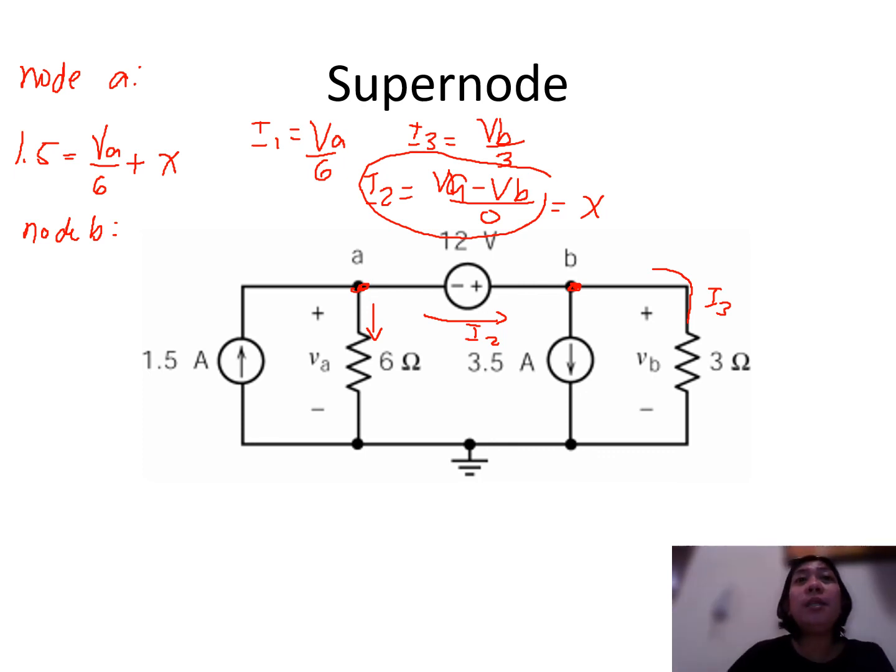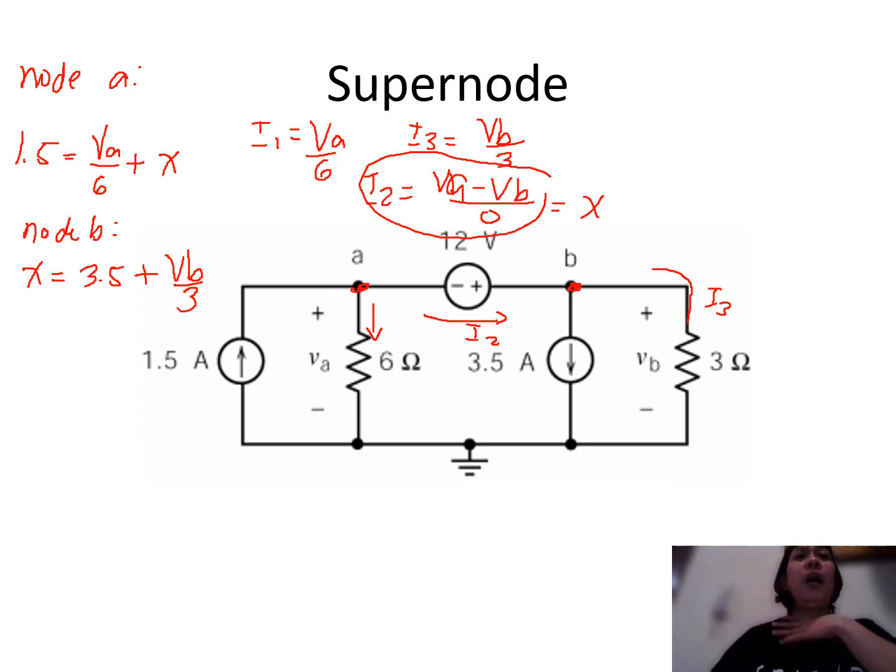Since your I2 is entering node B, we will be treating that as negative. So at node B, we have your I2, which is equivalent to x, which is equivalent to 3.5, both leaving your node B, plus I3. But what is I3? I3 is VB all over 3. So this is your node B. Okay, so we have two equations coming from node A and node B.